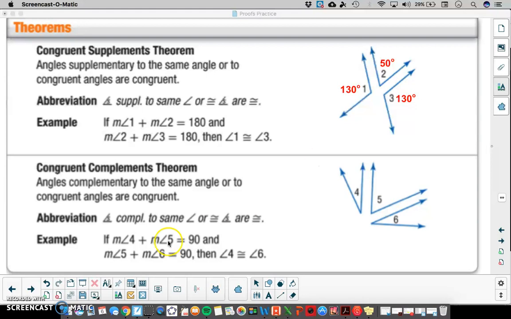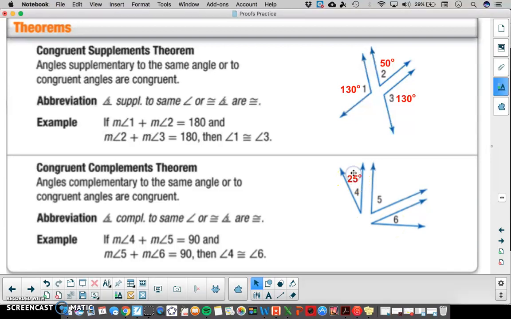Along the same reasoning, we have the congruent complements theorem. Remember that complementary angles are angles that add to 90 degrees. So this theorem states that angles complementary to the same angle are congruent. So if I have angle 4 and 5 that are complementary and 5 and 6 that are complementary, because both 4 and 6 are complementary to that same angle number 5, angle 4 and 6 have to be congruent.